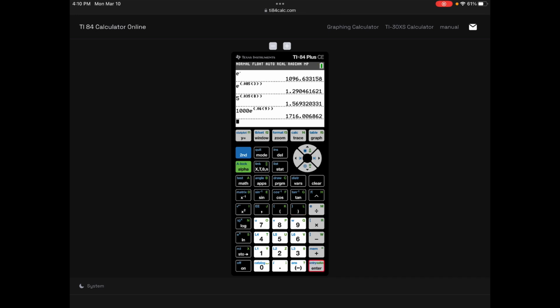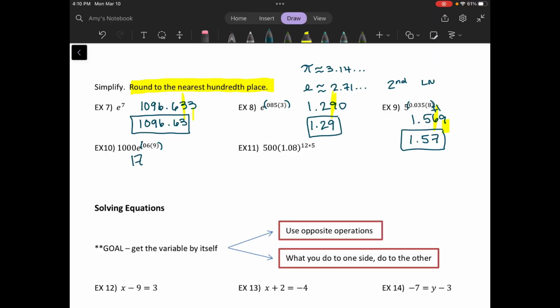So 1716.006. The hundredths is the second zero. The number to the right is bigger than 5, so we will add 1. So we'll get 1716.01.